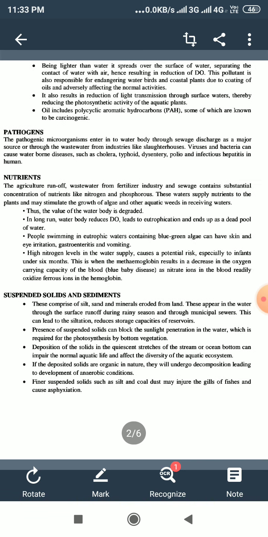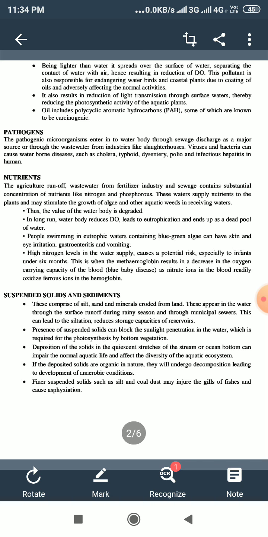Next is nutrients. The agriculture runoff wastewater from fertilizers, industries, and sewage contains substantial concentration of nutrients like nitrogen and phosphorus. These waters supply nutrients to the plants and may stimulate the growth of algae and other aquatic weeds in receiving water. Thus, the value of the water body is degraded. In the long run, the water body reduces DO, leads to eutrophication, and ends up as a dead pool of water.